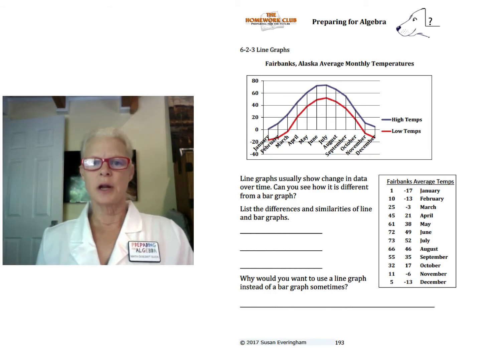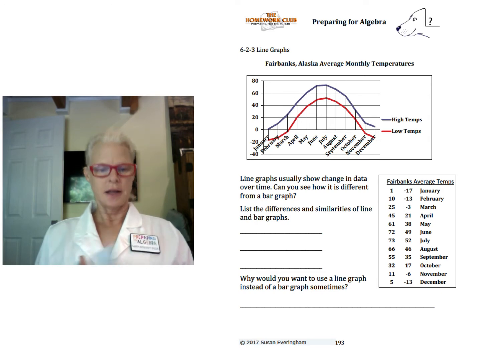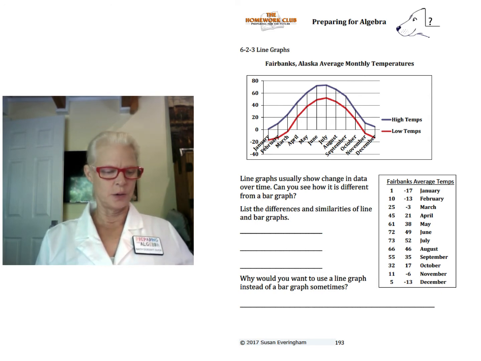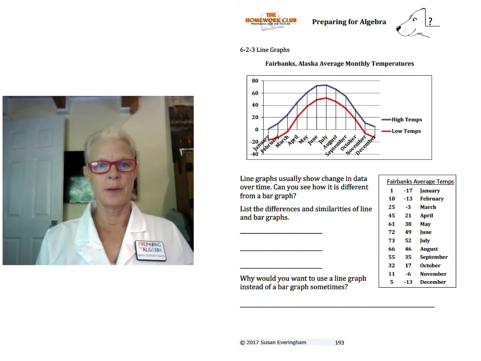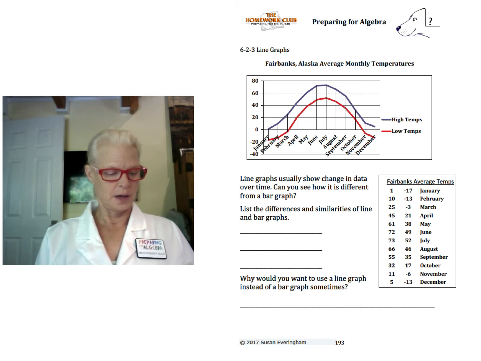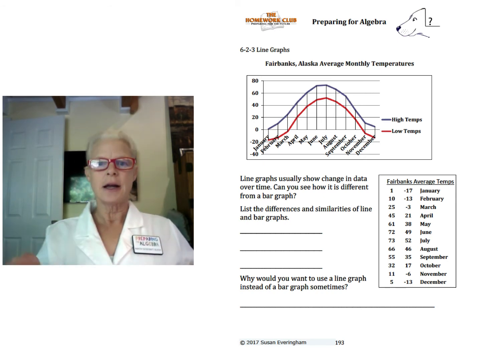Pages 193 and 194. 193 has the example on it of a line graph. And 194 asks you to create the line graph using Barry Bonds' double hits in each of his 8 seasons. So you can go ahead and fill in the information and then create the line graph.